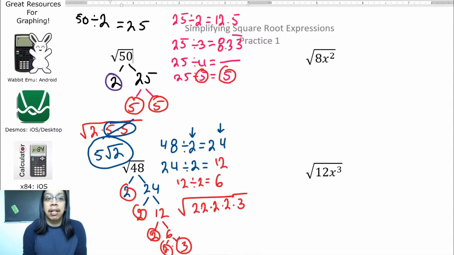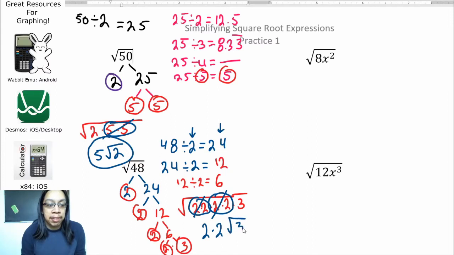And then from here, again, start circling your pairs. So that's one group there, and that's another group there. That 3 doesn't have a group. So I'm going to simplify this out, 2 on the outside. Simplify this out, another 2 on the outside. And that 3 stays on the inside.